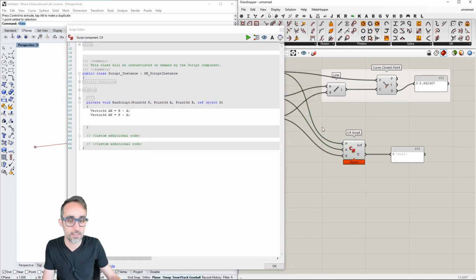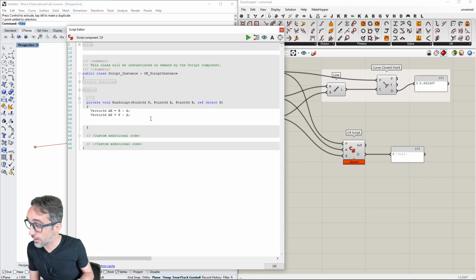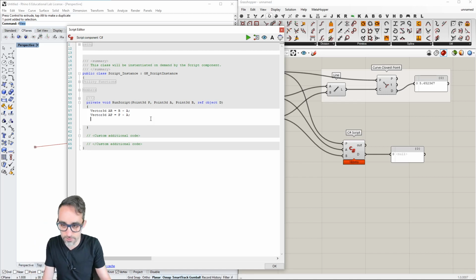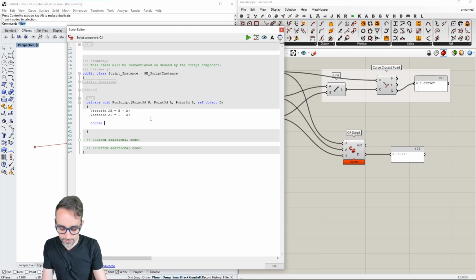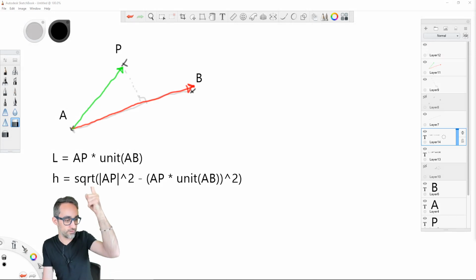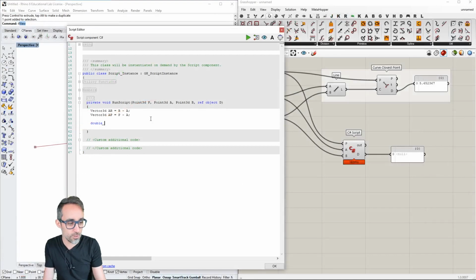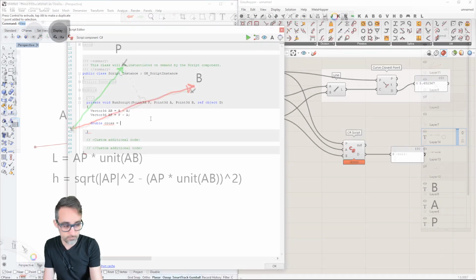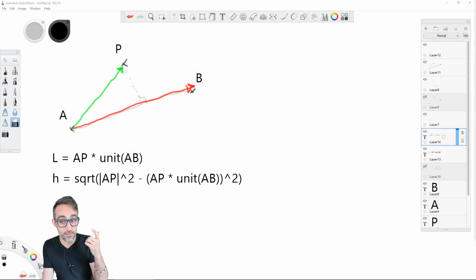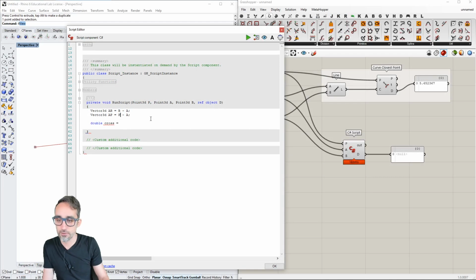Is that working? Yes, it's working. Something we may want to do is first calculate the value of L, which I'm going to name cross product, because this is going to be equal to the cross product of two vectors. One is going to be AP, and then the unitized version of AB. Let me do that as well.